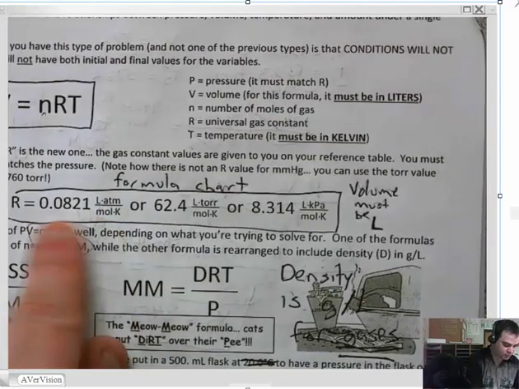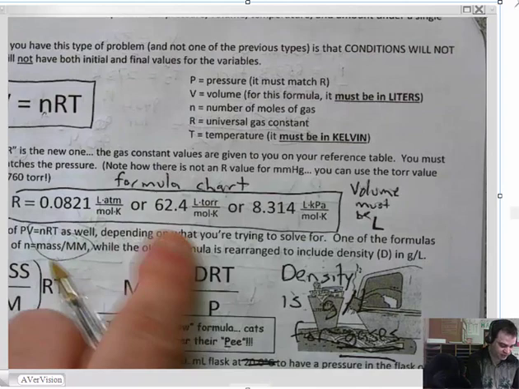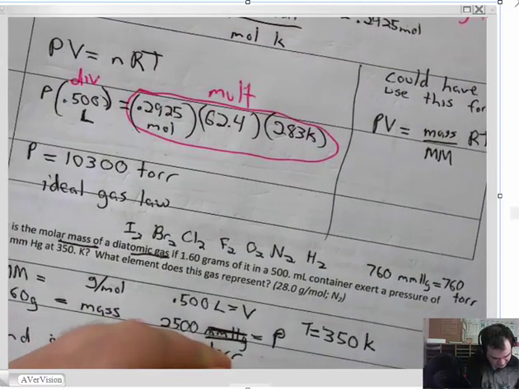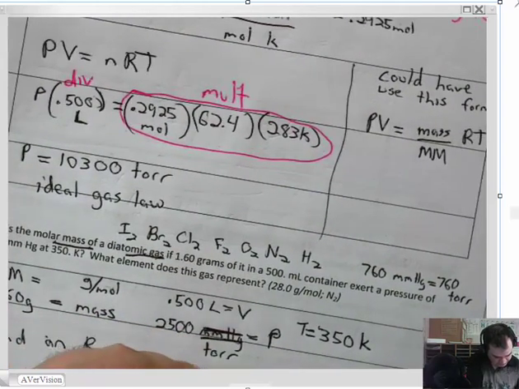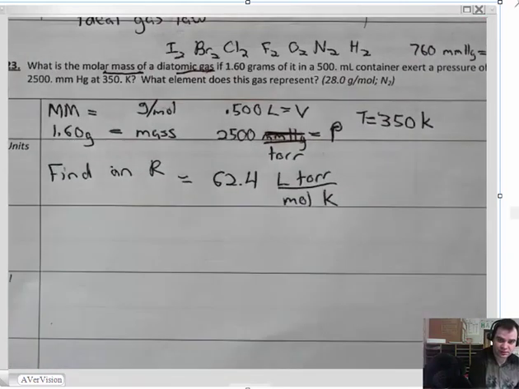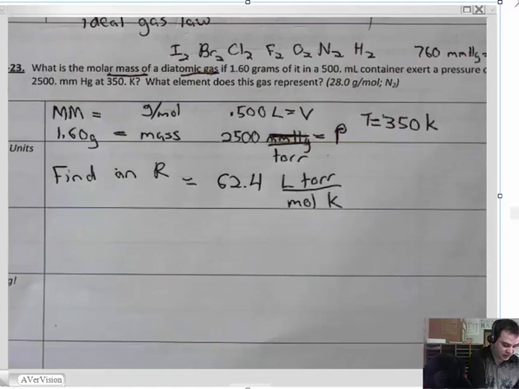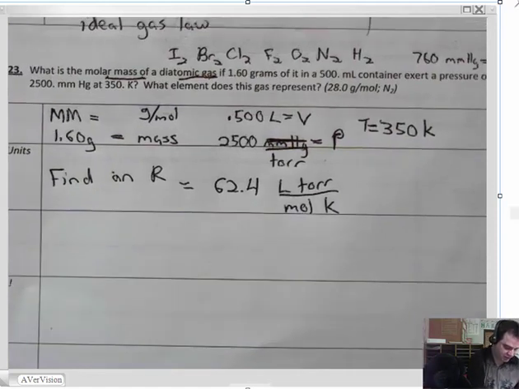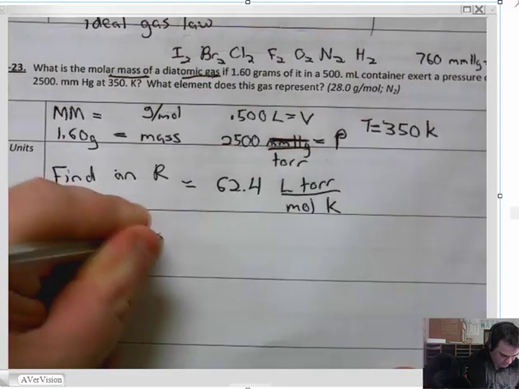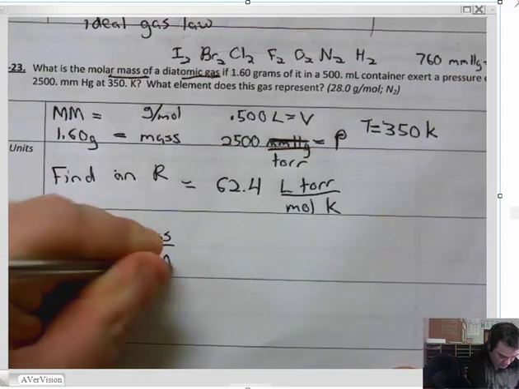So now let me go back and see if I can find one with liters torr. 8.0821 liters. No, 62. I'm going to use 62.4. Liters torrs moles Kelvin. Okay, so I'm not using the original form of PV equals nRT. We are going to use the form of PV equals mass over molar mass over RT.